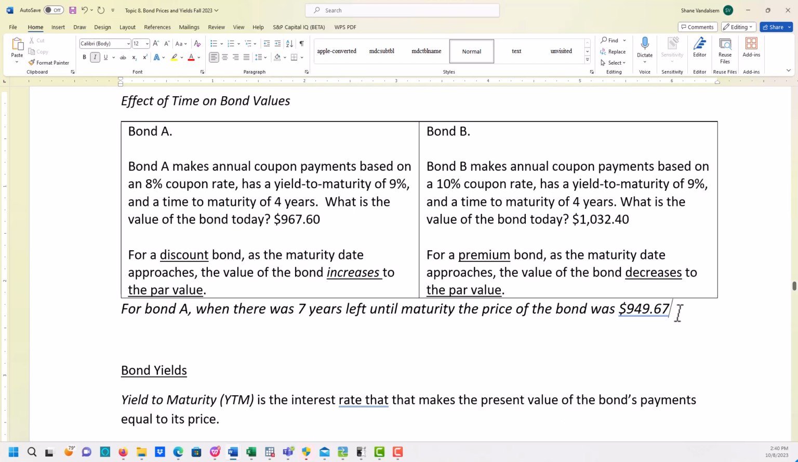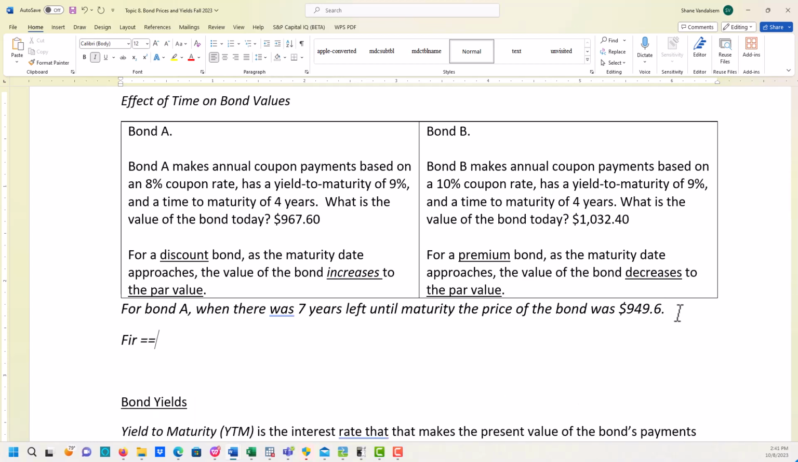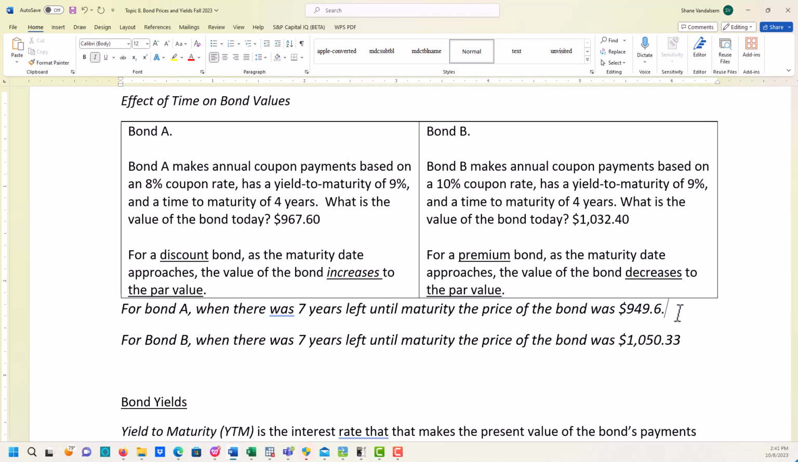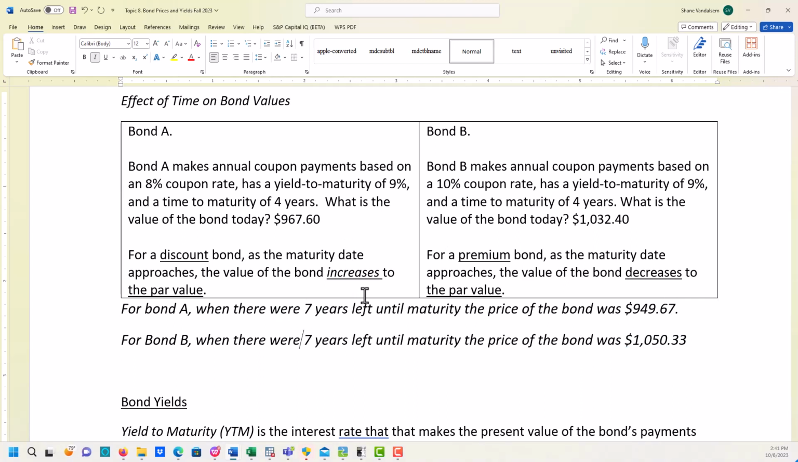I'm going to say for bond B, when there was 7 years left until maturity, the price of the bond was $1,050.33. And to be grammatically correct, we'll just switch that too. Okay.